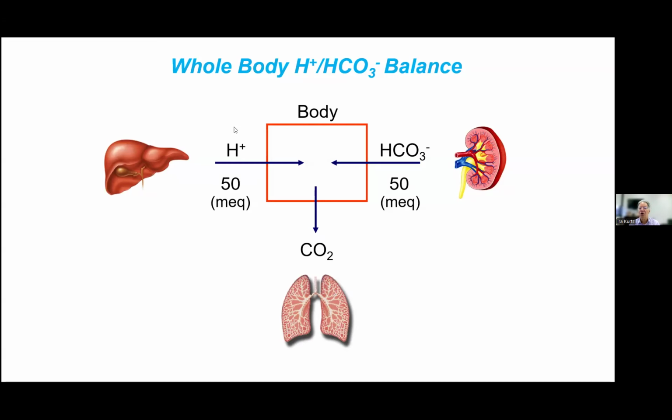So this is called whole body proton bicarbonate balance. In end-stage renal disease, or CKD 4 and 5, the reason the bicarbonate concentration falls, the reason you get a metabolic acidosis, is because the kidney slowly loses its ability to generate new bicarbonate. It has nothing to do with being able to absorb bicarb from the glomerular filtrate.